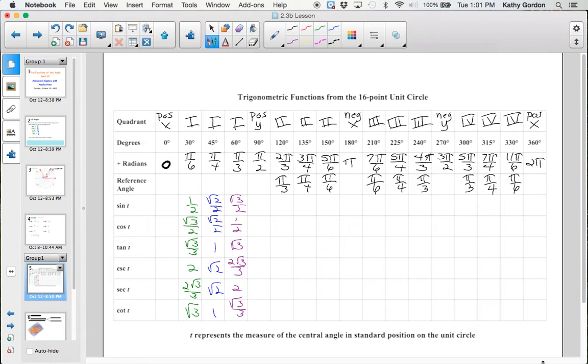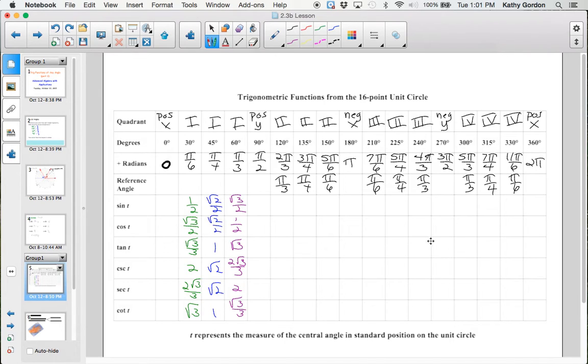The reference angles are going to be acute angles, which basically means we're always going to go back to one of these in the first quadrant. We don't have to make them negative. We don't have to do anything fancy. All we really have to do is match up denominators.